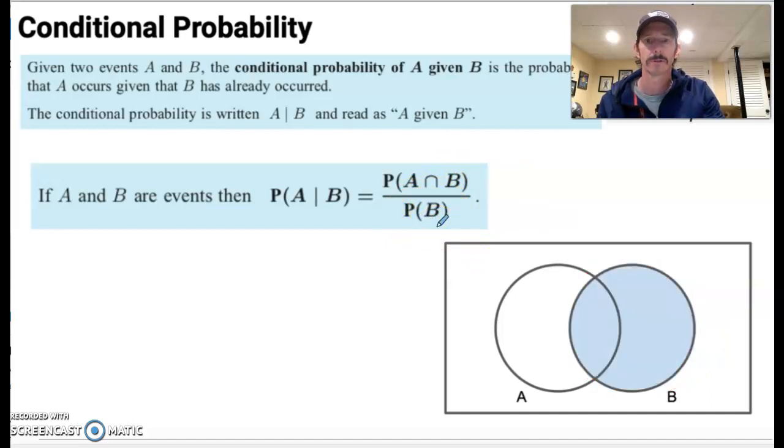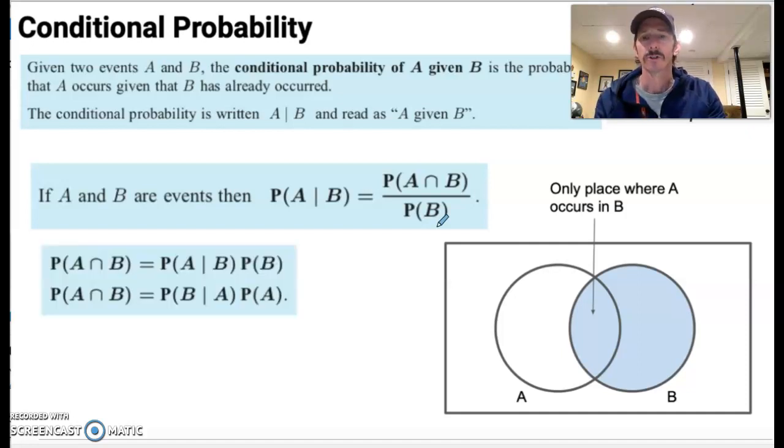All right, so there's just the picture of the bottom, and there is the picture of the top. That's the only place where A occurs in B, that shaded region. So if I were to do a little algebra, again, if I were to multiply both sides of this equation by probability of B, that would cancel. And if I came over here and multiplied that by probability of B, notice that that equals the intersection. So the intersection of these two events is the probability of A given B times the probability of B.